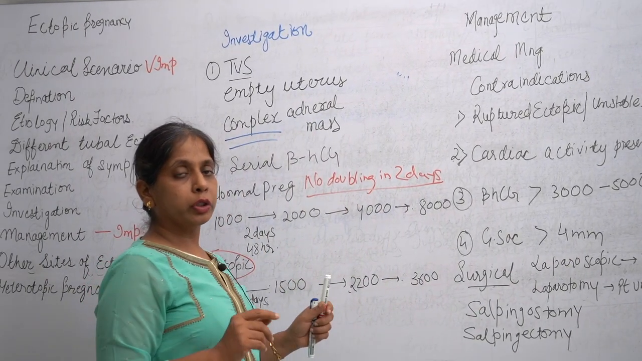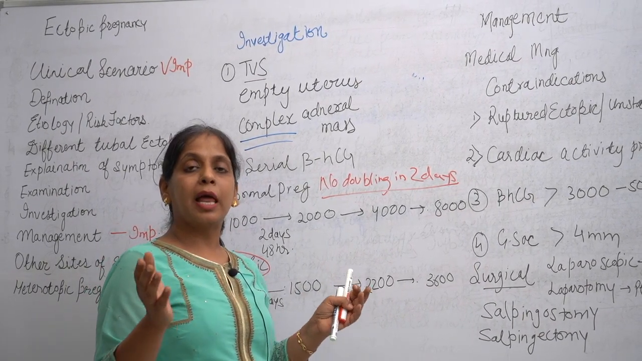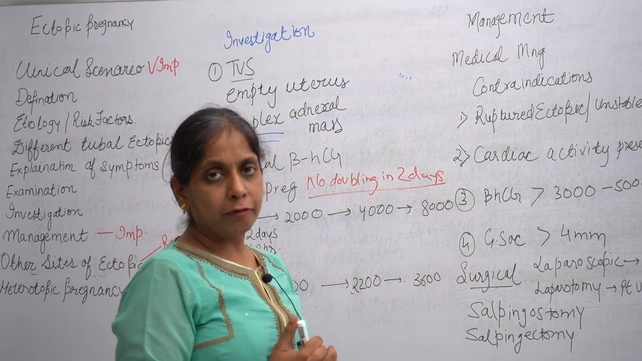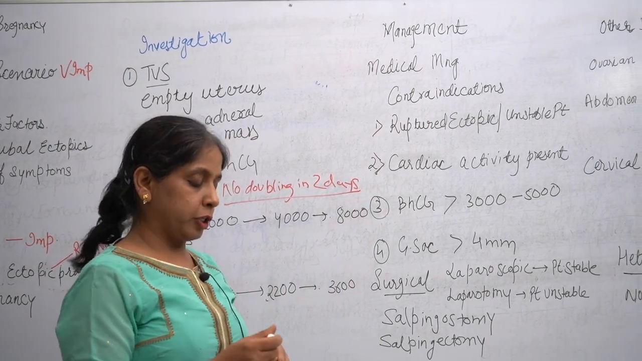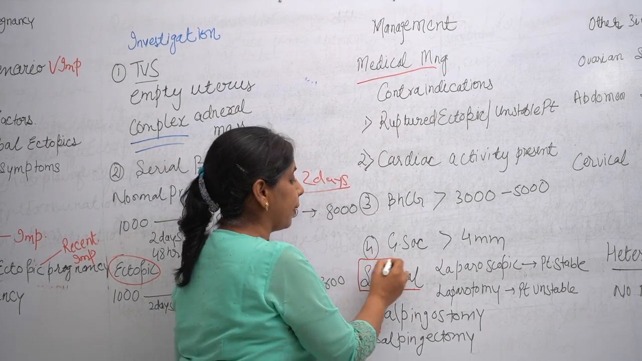One thing I forgot to tell you: if it's a ruptured pregnancy, then you will also see intraperitoneal hemorrhage on the scan, with a lot of fluid in the pouch of Douglas. Okay. Now what is the management? There are two types of management: one is medical management and the other is surgical management.